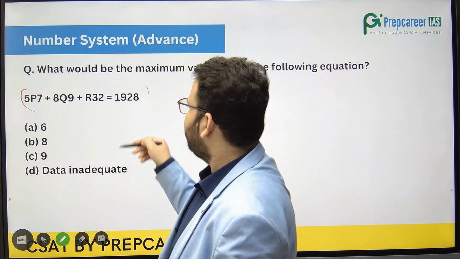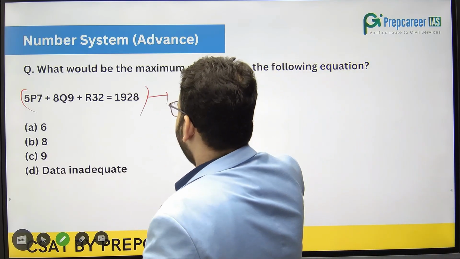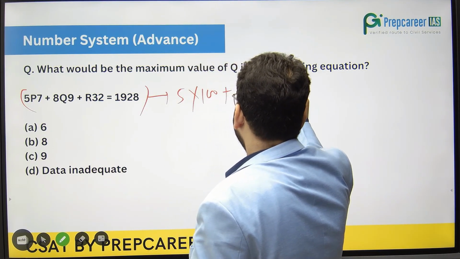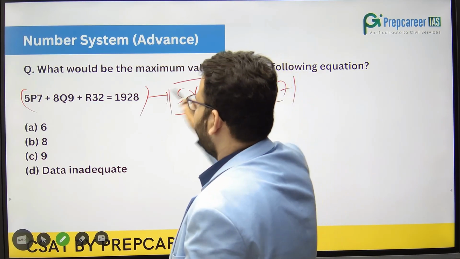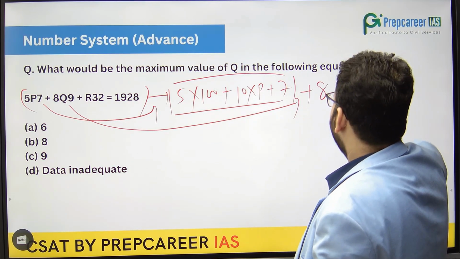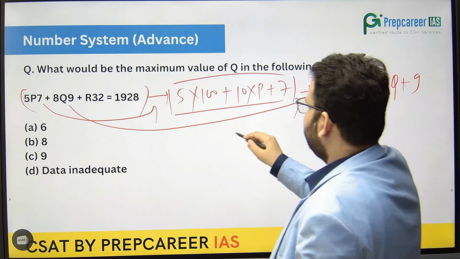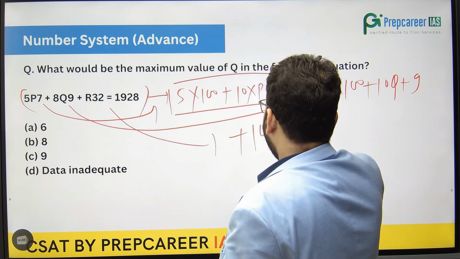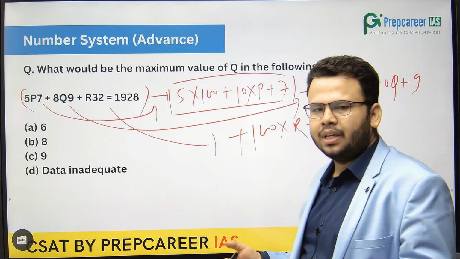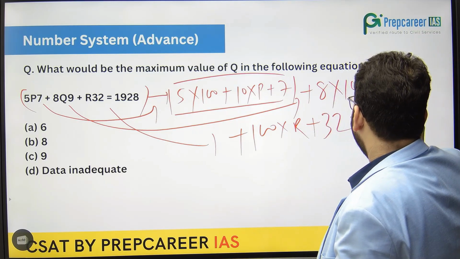The first thing that you have to do is to simplify the equation. So we can write this as 5 into 100 plus 10 into P plus 7. This is the basic simplification I have done for this number. Similarly, you have to do it for this number too. So we can write this as 8 into 100 plus 10 into Q plus 9. Similarly, for this number you have 100 into R plus 32. You can write this as 30 plus 2, but that will not make any sense since we have to anyway add these numbers. Equal to 1928.